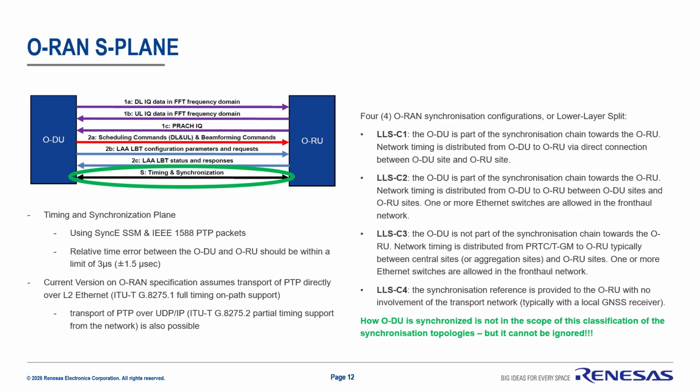As I mentioned earlier, because they're focusing on two key deployment scenarios, they came up with four O-RAN synchronization configurations, or lower layer splits, that they will focus on: C1, C2, C3, and C4.